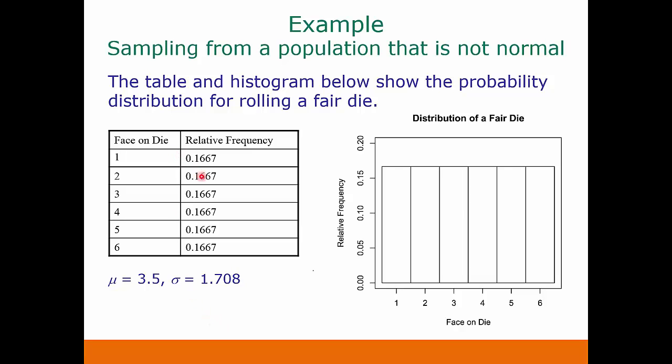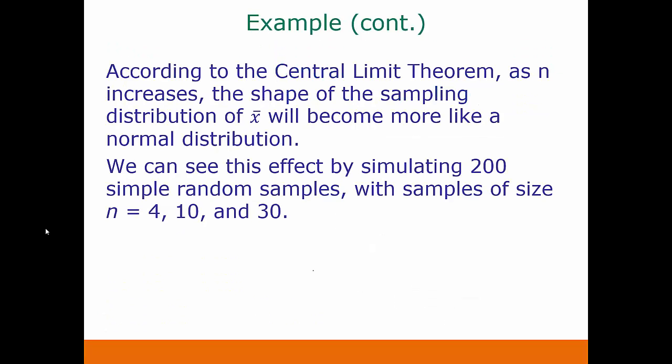So if we found the mean and standard deviation for this probability distribution, the mean would be 3.5 and the standard deviation would be 1.708. And again, this is not a normal distribution. So according to our central limit theorem, as n, the sample size, increases, the shape of the sampling distribution of x bar will become more and more like a normal distribution. And we can see this effect by simulating 200 simple random samples of our die rolls with samples of size n equals 4 and n equals 10 and n equals 30.